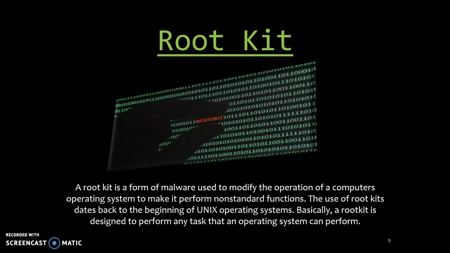A rootkit is a form of malware used to modify the operation of a computer's operating system to make it perform non-standard functions. The use of rootkits dates back to the beginning of Unix operating systems. Basically, a rootkit is designed to perform any task that an operating system can perform.